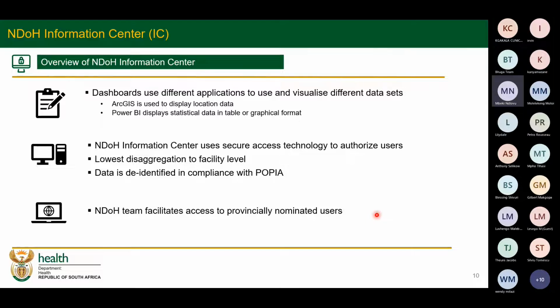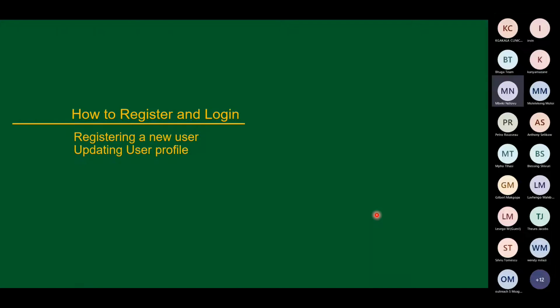NDoH team facilitates access to provincially nominated users. So once users are nominated at province, the NDoH team ensures that they facilitate access for those provincially nominated users. Now, how do we register and log in?